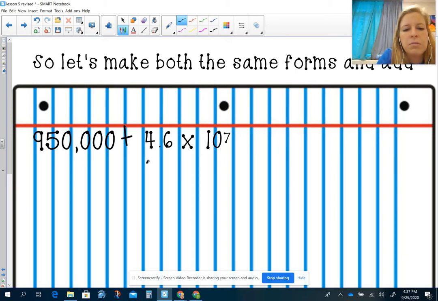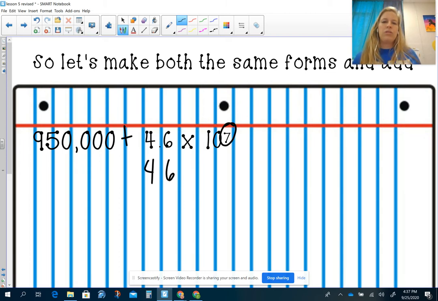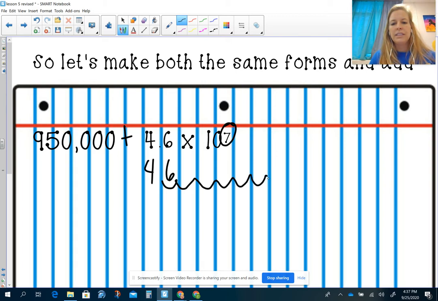So watch this. I'm going to start with my 4 and my 6, and I have to move my decimal how many times? Good. Did you say 7? Good. I'm moving it 7 times. Why? Because that's my exponent, and my exponent tells me how many place values I am moving, right? So 1, 2, 3, 4, 5, 6, 7. I'm moving it 7 times.